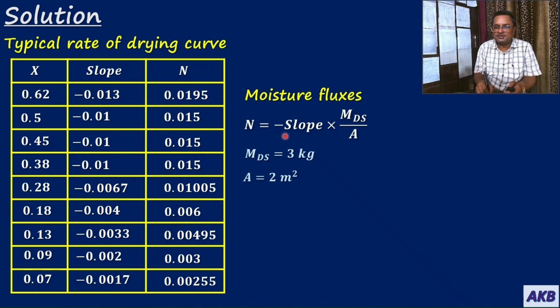So by using this formula, we have got different values of N. Now the only job left is we have to plot N versus X, and the resulting curve will be nothing but the typical rate of drying curve. So next we will plot the typical rate of drying curve. Let us move ahead.